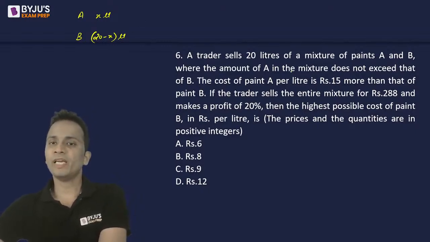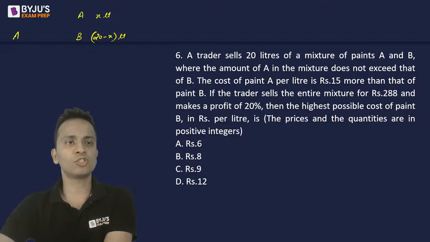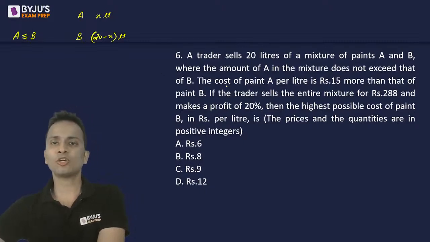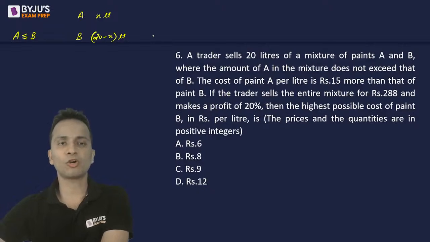Where the amount of A in the mixture does not exceed that of B. We will keep this in mind later. So the amount of A does not exceed that of B. That means the quantity of A should be less than or equal to B. Now the cost of paint A is 15 more than that of B. The cost of B, let's say it is Y. So here the cost should be Y plus 15, and this is in terms of rupees.